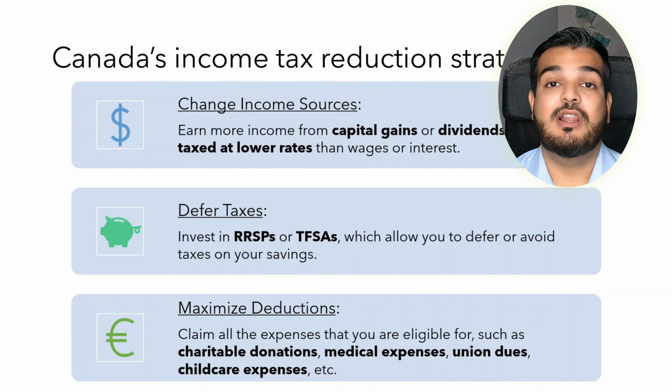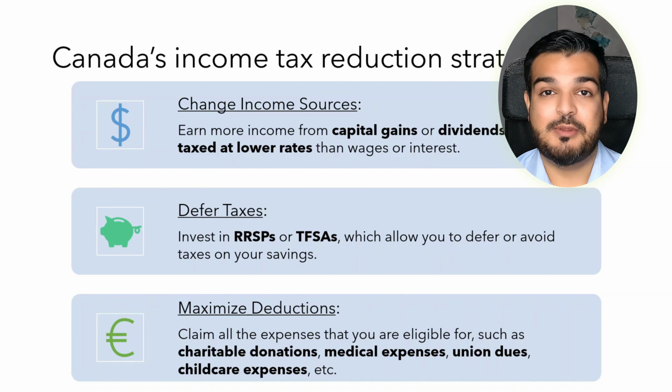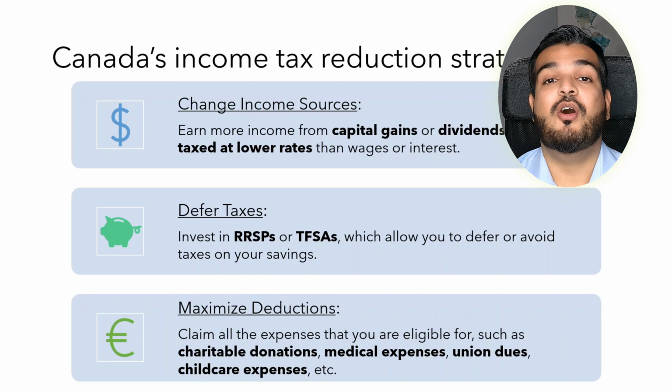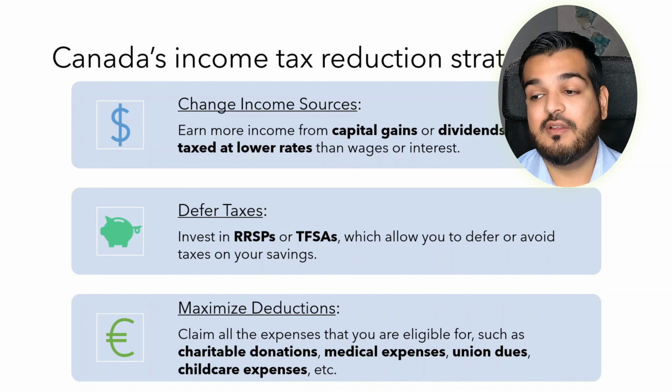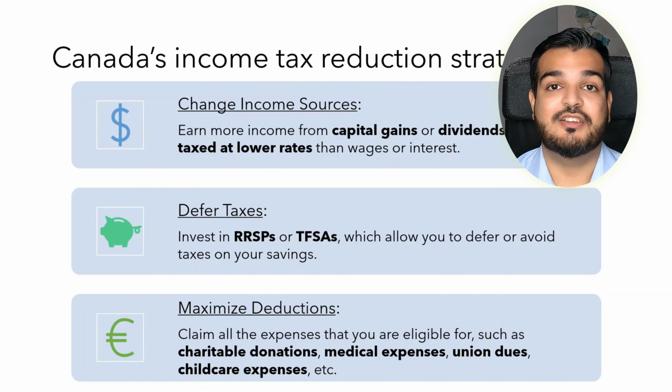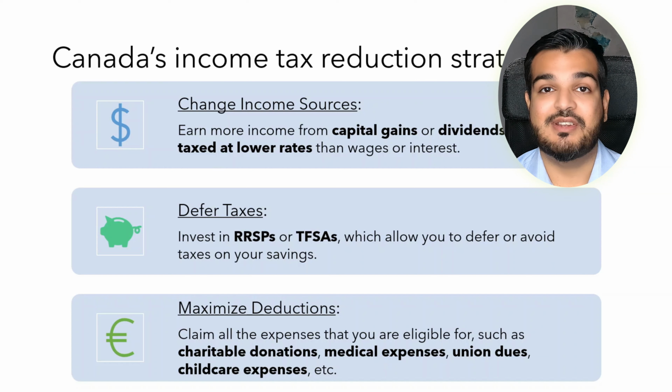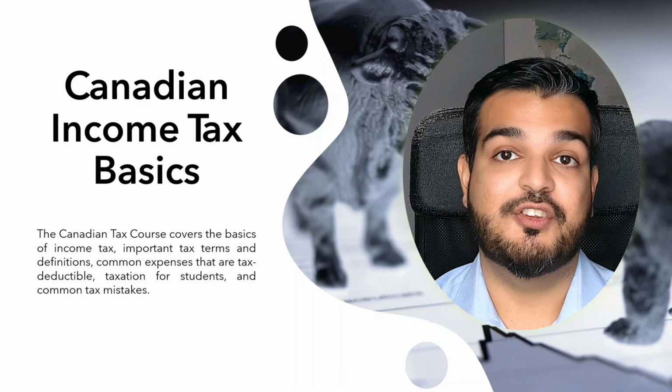And for everything you're claiming, this is an important step because people miss out on this. You need to keep track of all your income and expenses throughout the year so you can easily claim all the deductions you are eligible for as well as the tax credits. So essentially you want to keep track of all those receipts so you can claim them on your taxes when you file. And that concludes the first module.